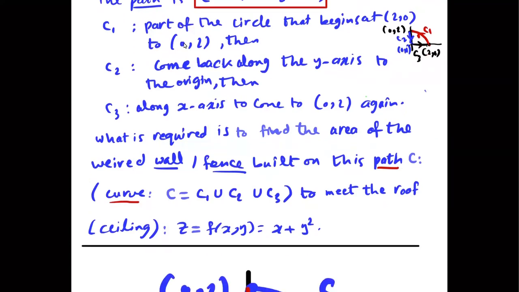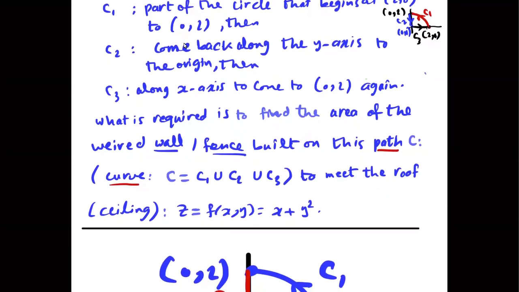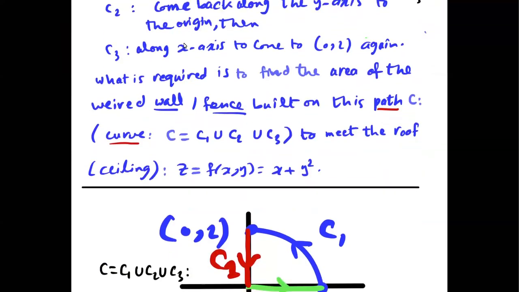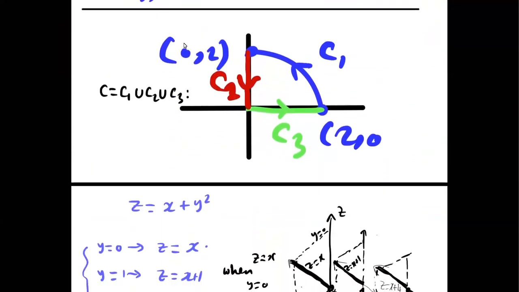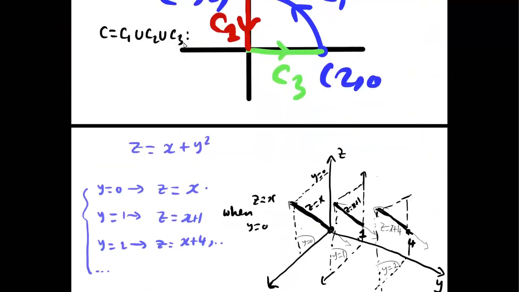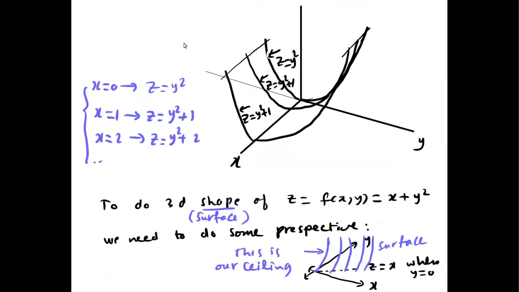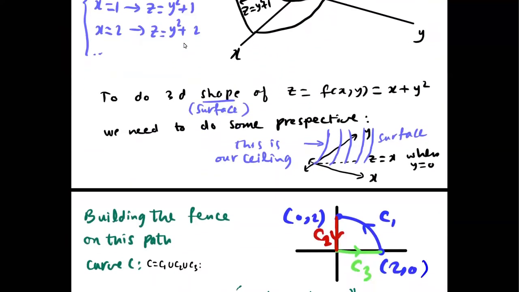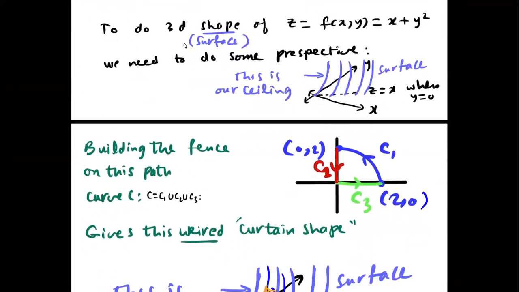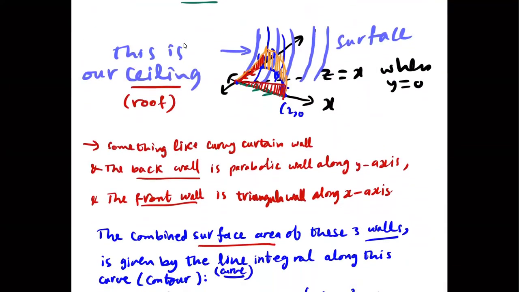Okay. What is required is to find the area of the weird wall, this fence, very, very strange fence, or wall or curtain built on this path C. C is this curve, piecewise defined curve, union of piecewise defined curve. To meet this roof or ceiling, that's it. This is what I explained here. And I think it's easy to do. I leave it for you to do, to practice.